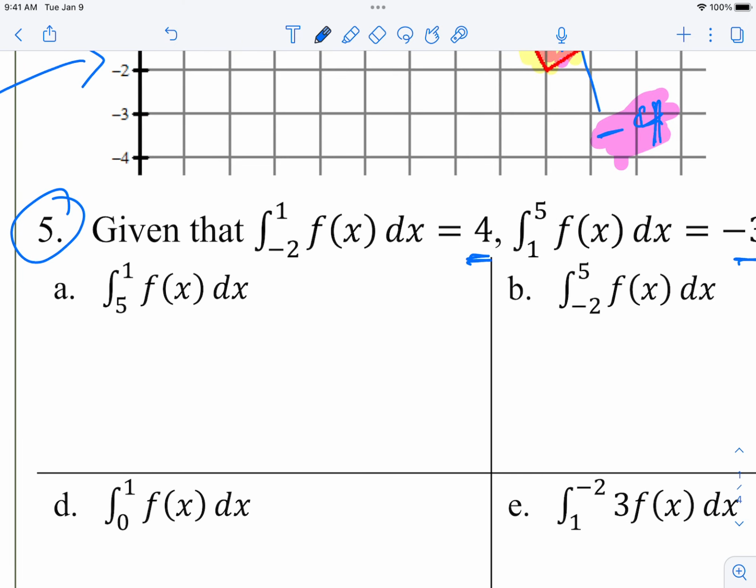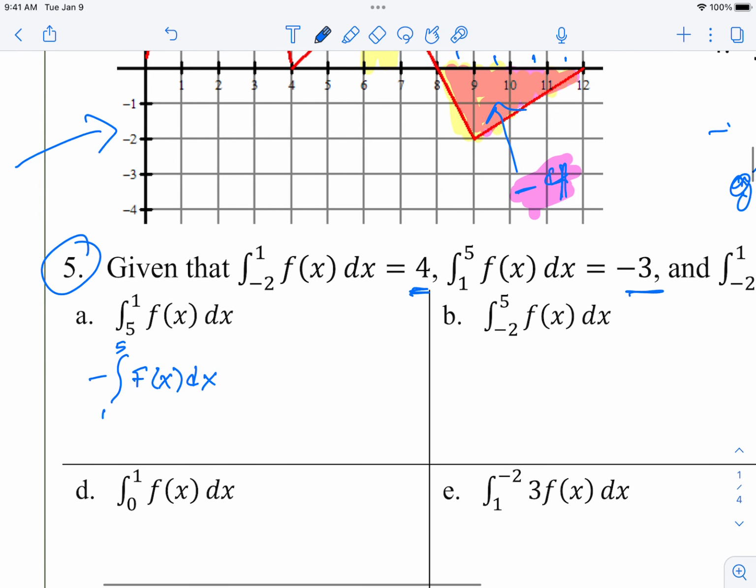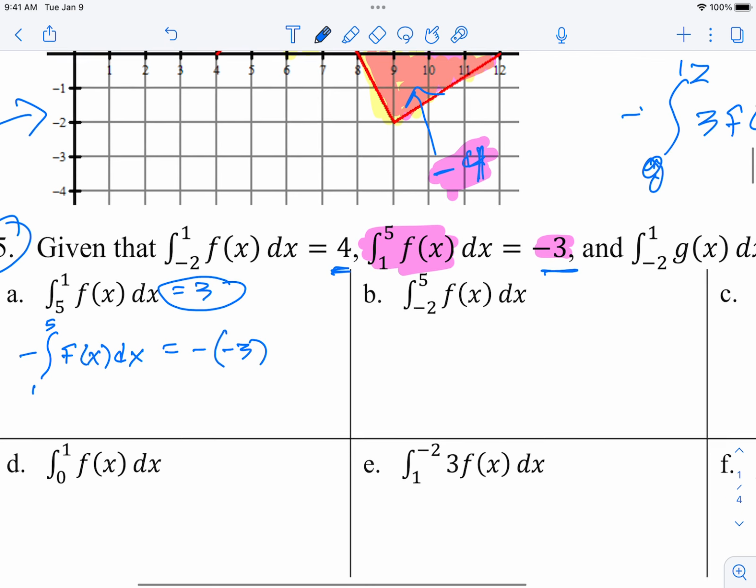So 5 to 1, doesn't it seem out of order? What happens is 5 to 1 is the same thing as 1 to 5, but if you flip those around, you're going to put a negative in front of it. And you go up here and say, oh my goodness, I know what that is. I've seen that before. -3 is the integral from 1 to 5 of f of x. I got that, but I have a negative in front of it, so this is going to be a negative of -3, sorry. So it's +3. Okay, so it's that negative when you turn the bounds around.